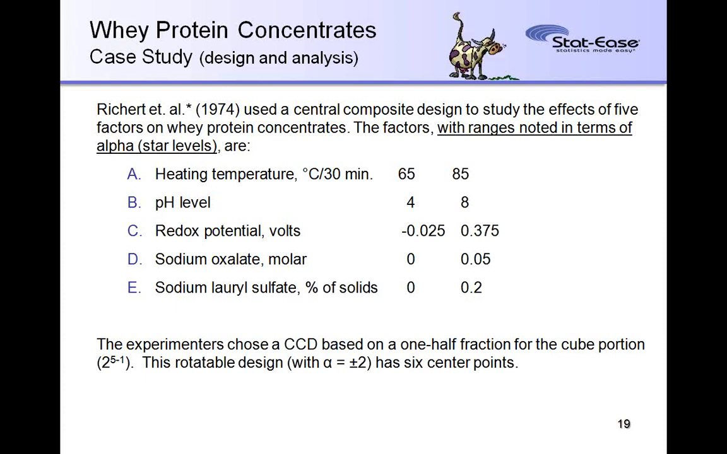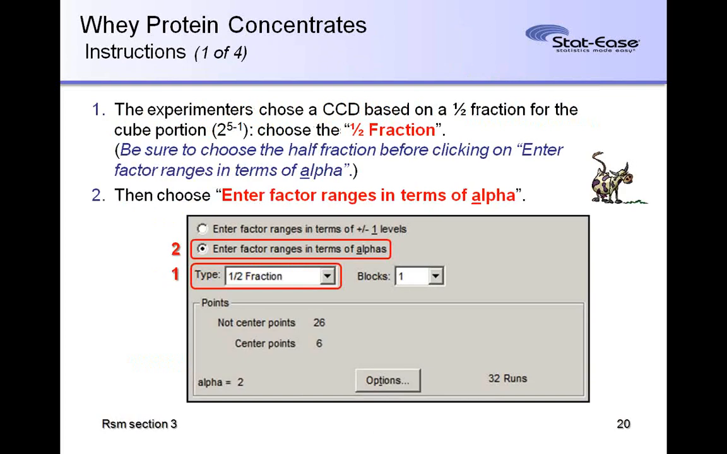A 2 to the 5th factorial design would be 32 runs, and then we add the axial points and the center points. But that 32 run base is pretty big. So these experimenters chose to do a central composite based on a 1/2 fraction. So they're going to use a 2 to the 5 minus 1 as their base, and then augment that with the axial points and the center points. And they're going to put in the alpha levels rather than ±1 levels. So I'm going to show you how to do that here on these next screens.